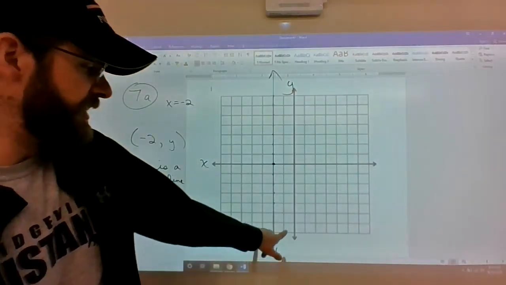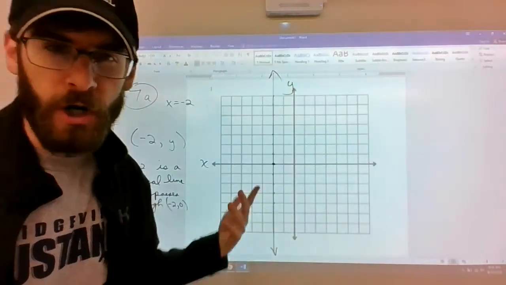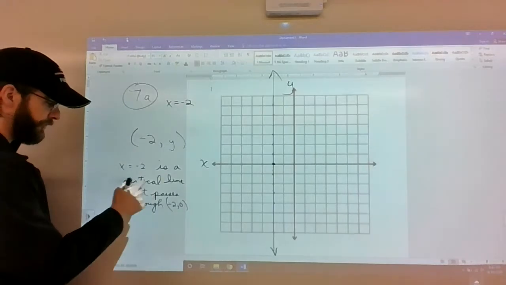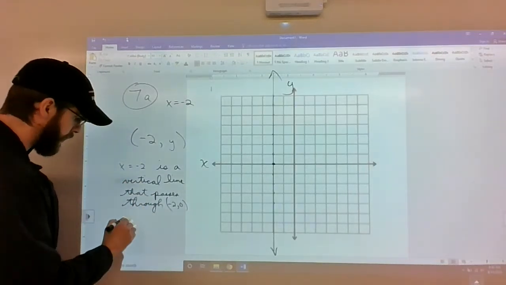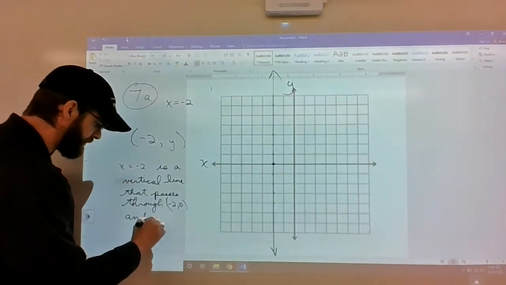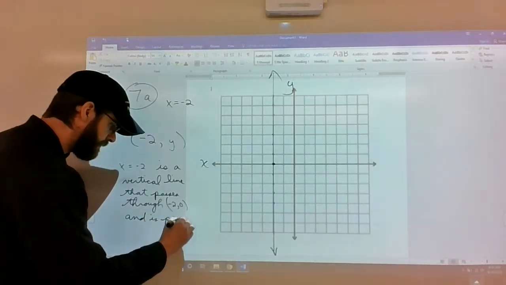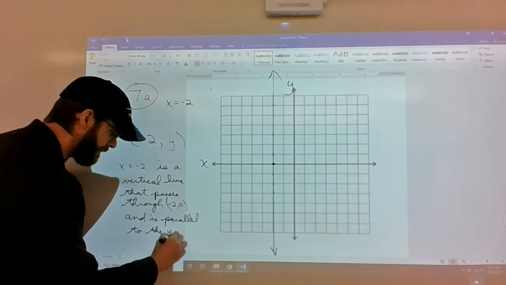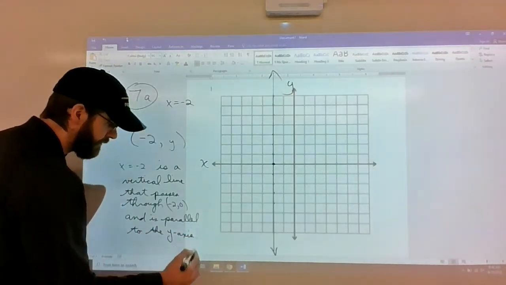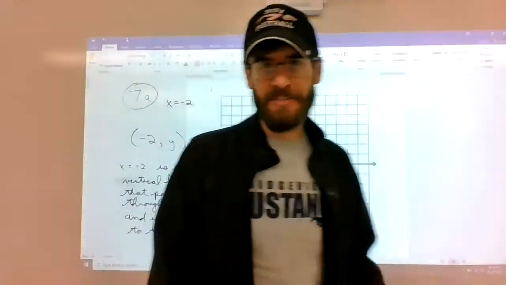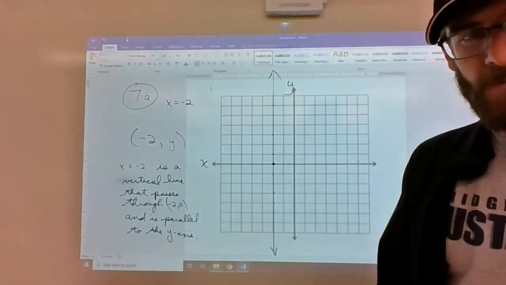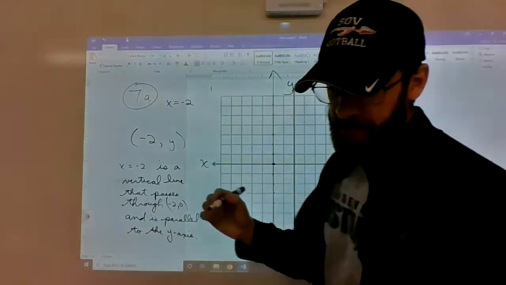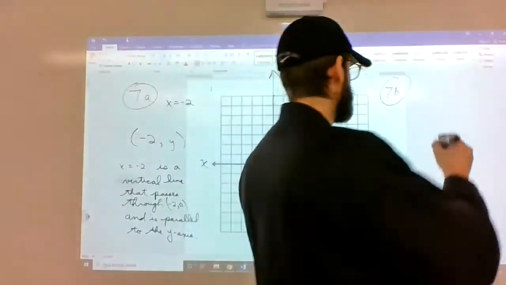And, I mean, we could also say it's parallel to the y-axis. I mean, that's marginally interesting, so I'm going to put it on there too. X equals -2 is a vertical line that passes through (-2, 0) and is parallel to the y-axis. So that's the kind of explanation I think the textbook's looking for. So there's 7a. 7b is talking about y equals 5.